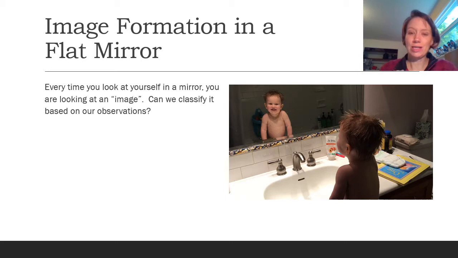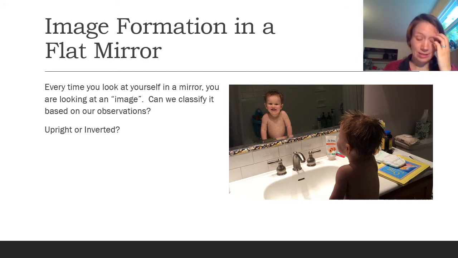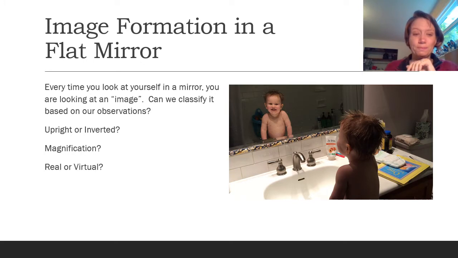And so the question is, now that we understand images a little bit better, can we classify this image based on our observations, and can we figure out how the image arises from the mirror? So the first question is, is it upright or inverted? Obviously, it's upright, based on the fact that your head's up and your feet are down. The magnification of this image, hopefully when you look in a flat mirror, you realize you're about the right size. That Oscar in the mirror is about the same size as the real Oscar, so magnification close to 1.